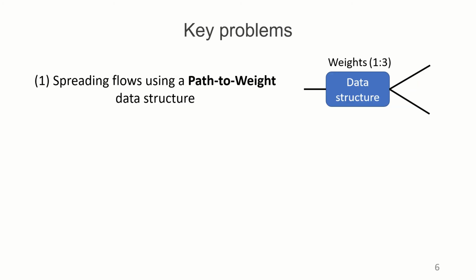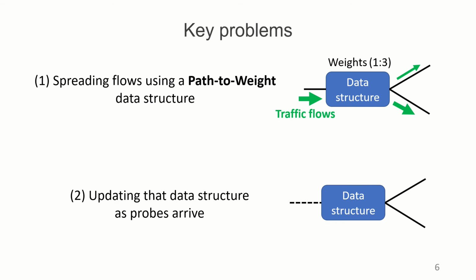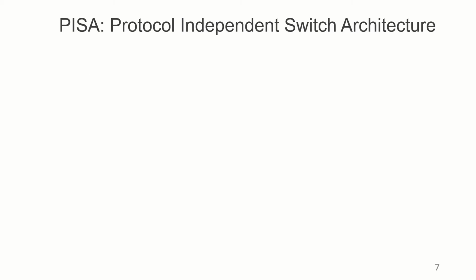There are mainly two key functionalities that a traffic splitting data structure must support. First, when the traffic packet comes in, we need to spread the flow across multiple paths according to the data structure. Second, when the probe comes in, we need to update the data structure according to the load status in the network. Fortunately, the emerging programmable switches like P4 switches allow us to implement such data structures in data plane.